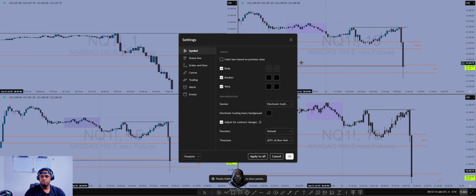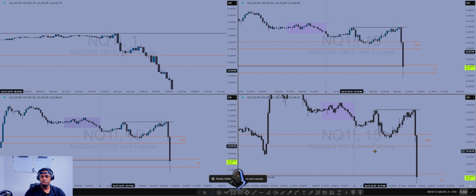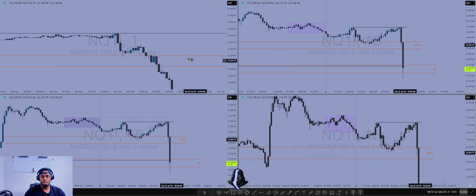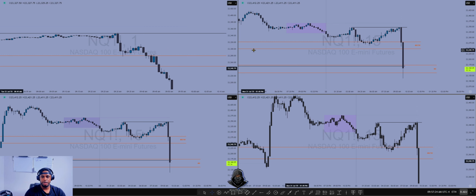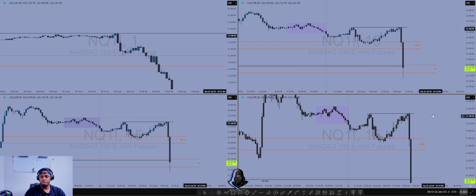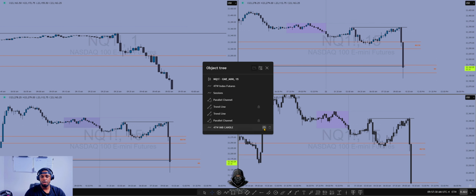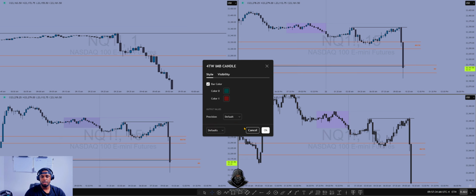This bottom right hand side. So these candles are all black in comparison to the candles that I have that are blue and black. The reason why these candles are all black is because I got this, which is called the 4TW imbalance candle.